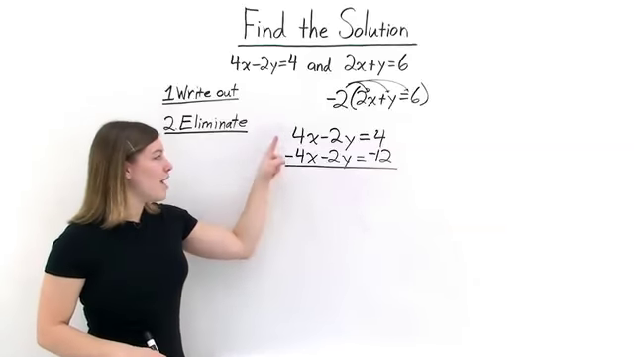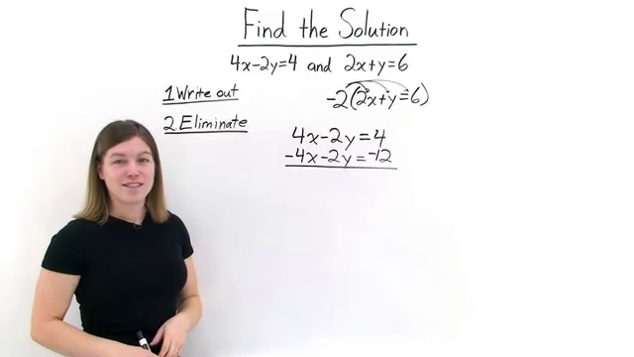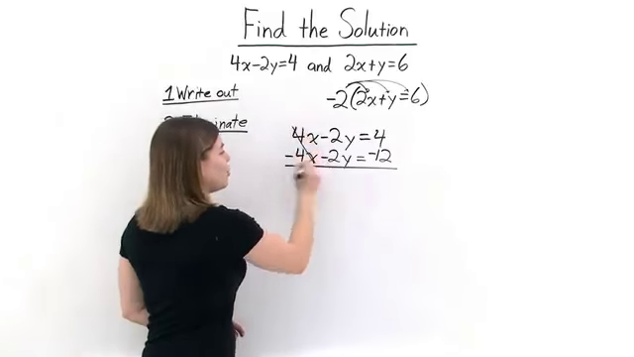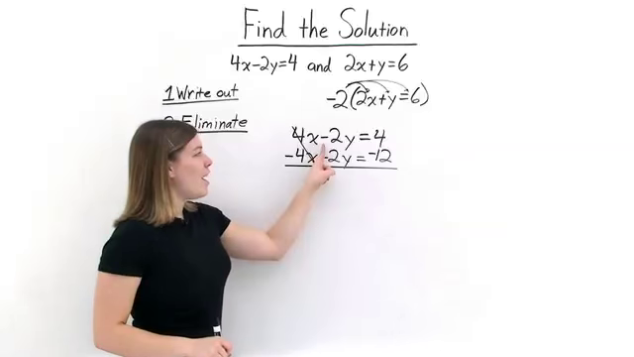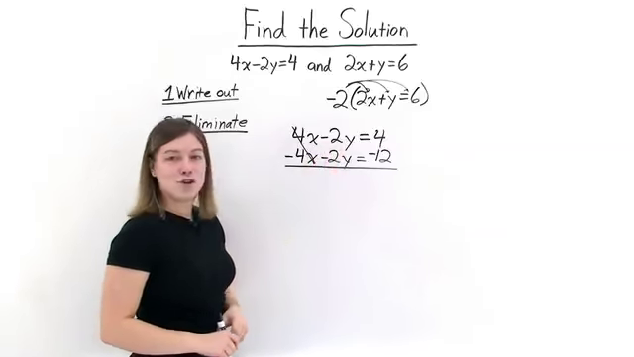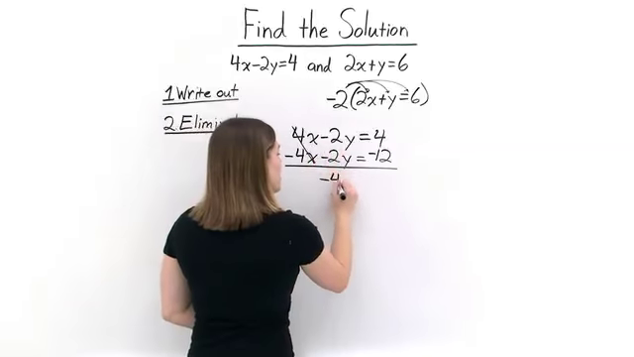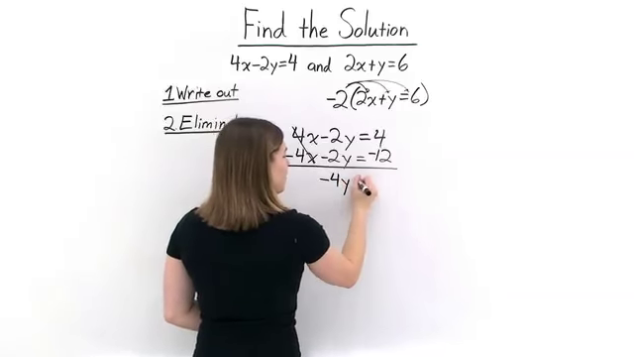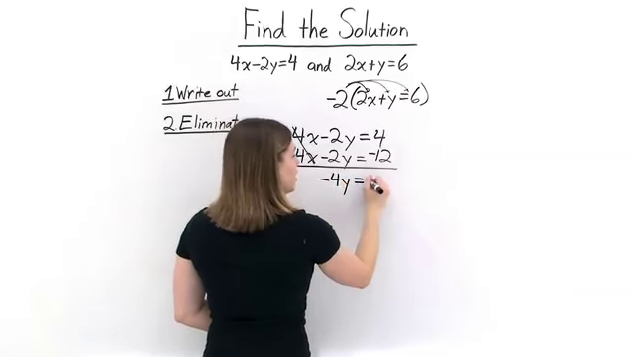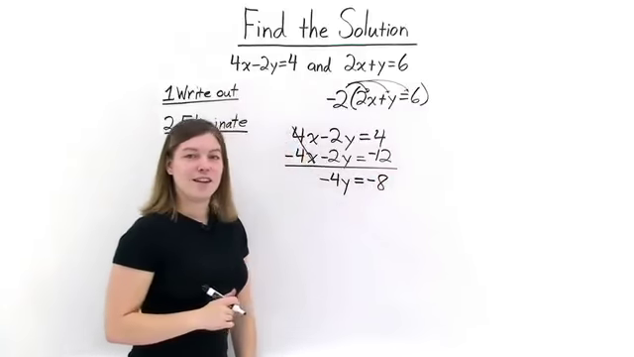Now when we combine, we have 4x minus 4x. Hey, our x's canceled out just like we wanted. Then we have a negative 2y and a negative 2y. Well, those combine to be negative 4y. Then we bring down our equal sign, and 4 minus 12 is negative 8.